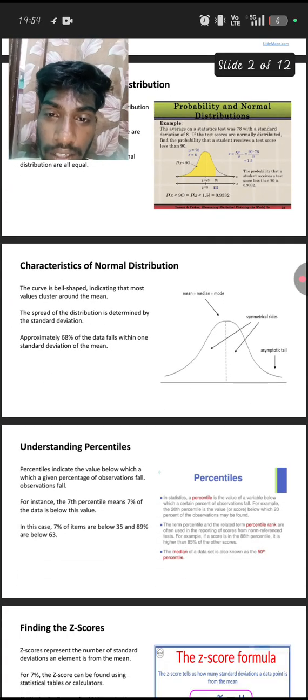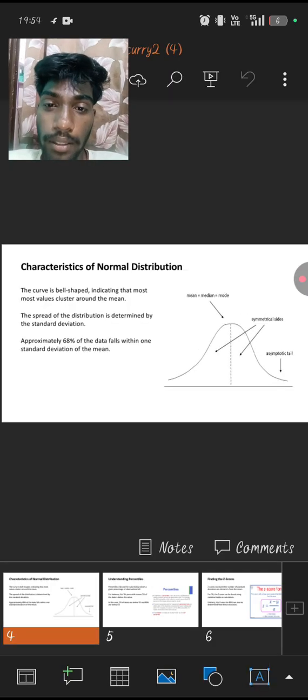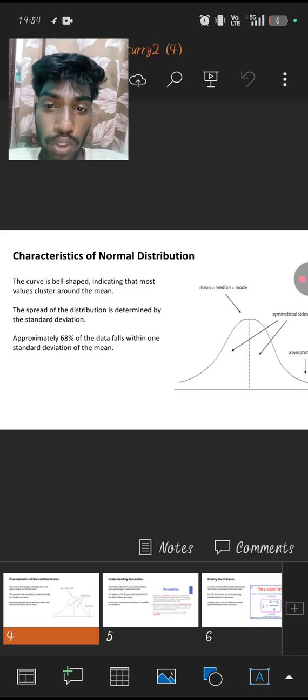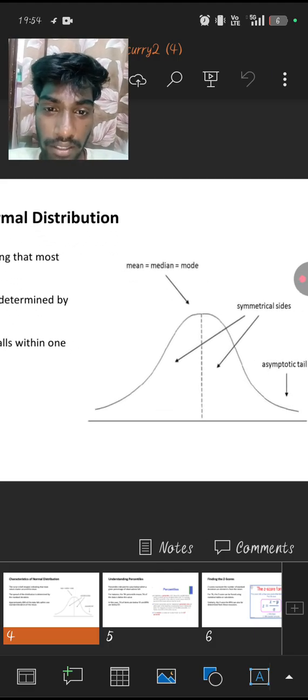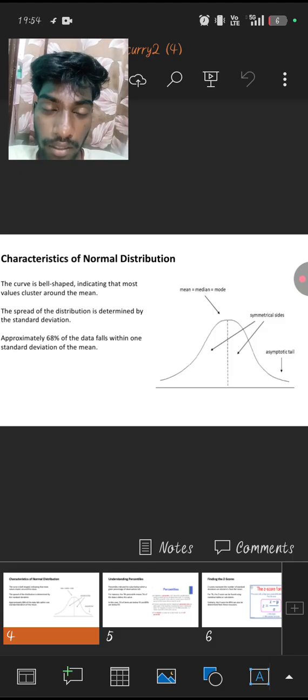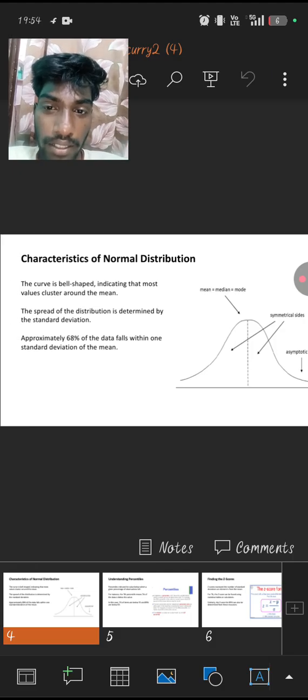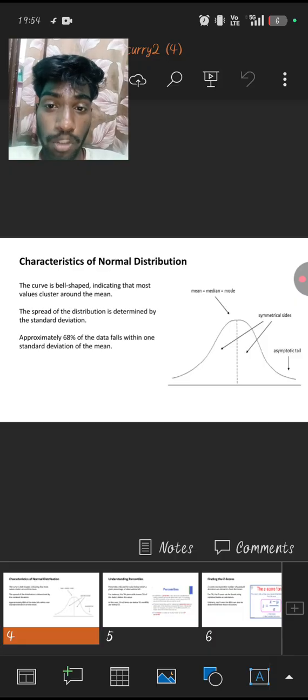Okay, let's look at the characteristics of normal distribution. The curve is bell shaped, indicating that most values cluster around the mean. The dotted line is called the mean, median, or mode, and the curve is clustered around that line. The spread of the distribution is determined by the standard deviation. Approximately 68% of the data falls within one standard deviation of the mean.